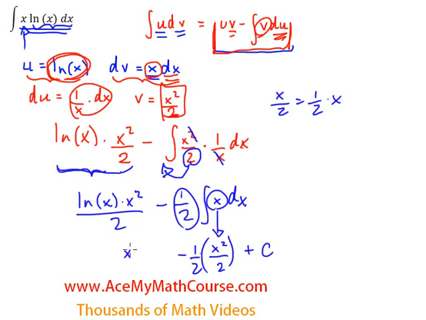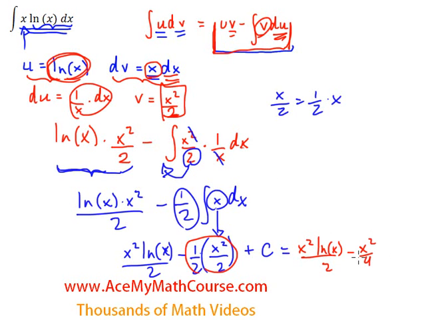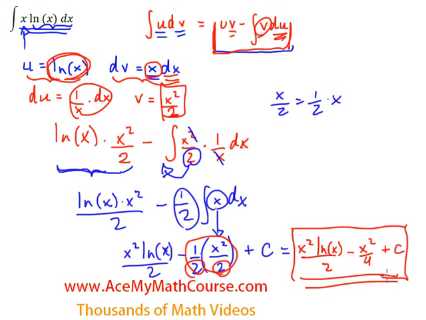So I'm just going to rewrite this as x squared ln x over 2. And now we're basically done. I'm just going to simplify this a bit. So we have x squared ln x over 2 minus x squared over 4. Just multiply the 2 times 2 and adding the constant at the end. And that's it.